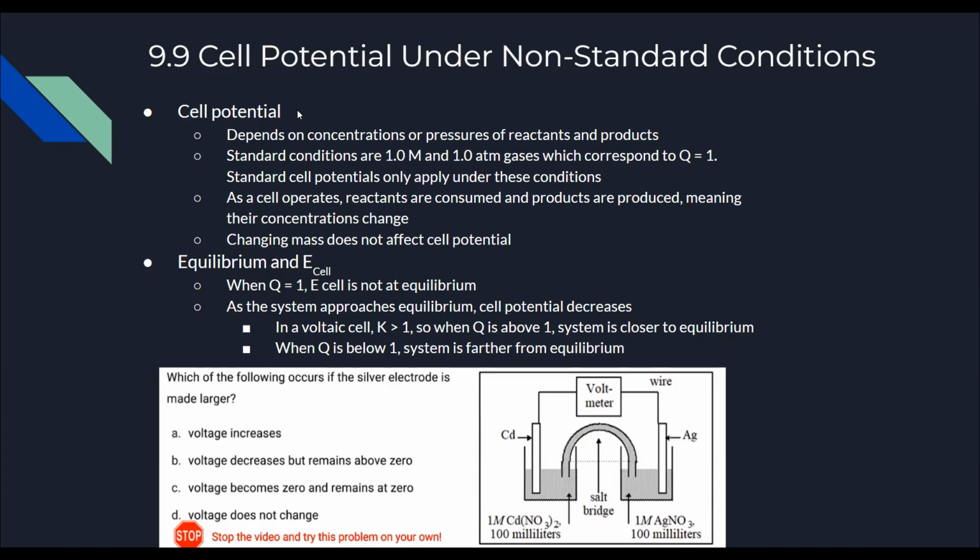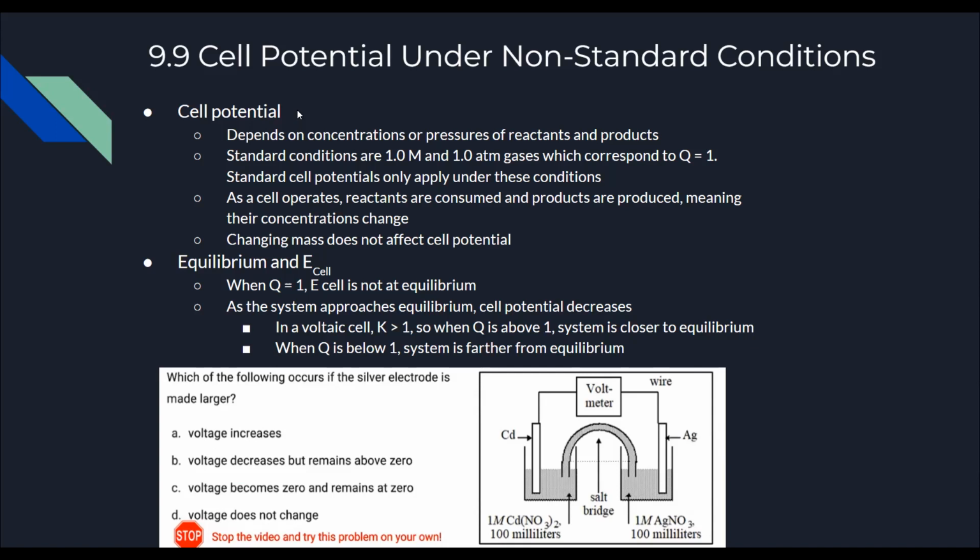Equilibrium and E cell. When Q equals 1, E cell is not at equilibrium, and as the system approaches equilibrium, cell potential decreases. In a voltaic cell, K is greater than 1. So when Q is above 1, the system is closer to equilibrium. When Q is below 1, the system is farther from equilibrium.